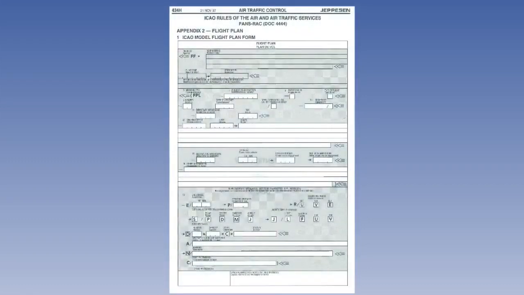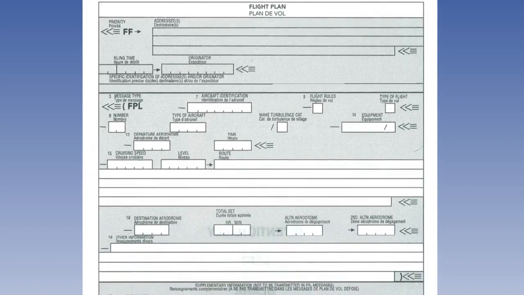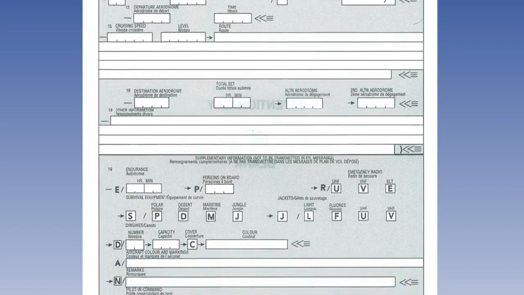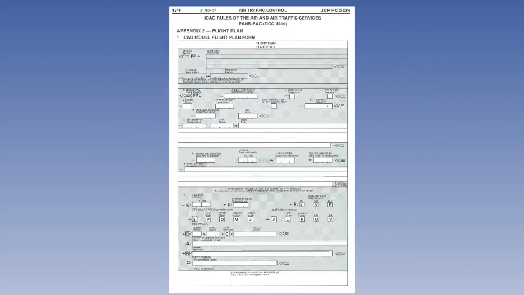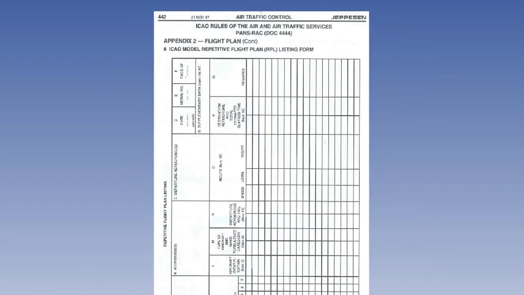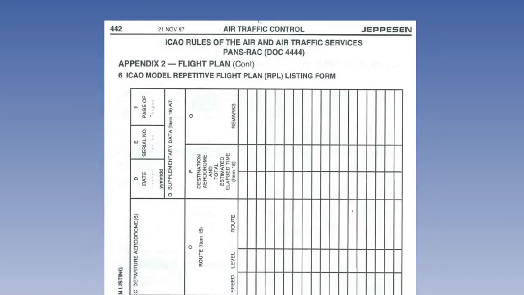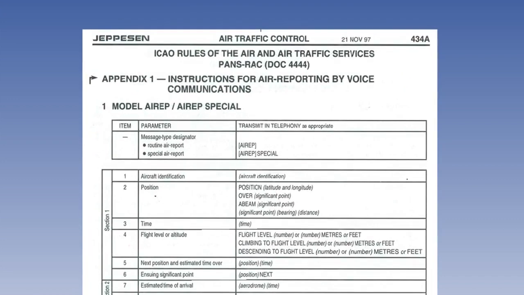The next part of this section deals with the ICAO flight plan. This is explained in detail and is the subject of many examination questions. It will be the topic of a separate lesson later in the course, along with the repetitive flight plan, which is shown on page 442 of this section. Before moving on to the next scene, familiarize yourself with the phraseology used in the Instructions for Reporting by Voice Communications.